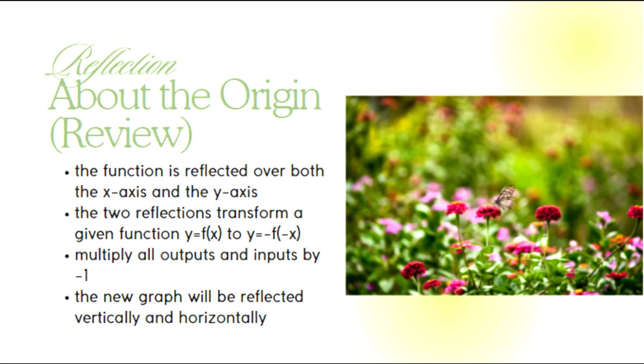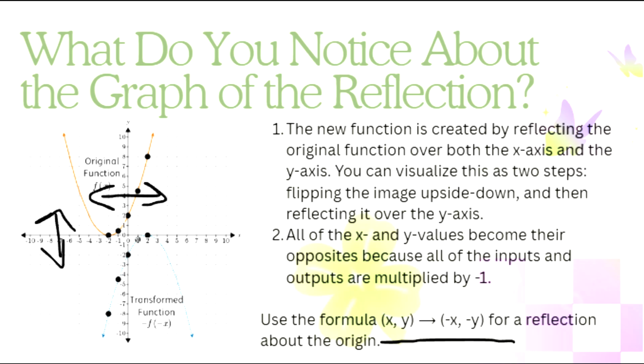Reflection about the origin review. This is all the same information over and over. The function is reflected over both the x-axis and the y-axis. The two reflections transform a given function y equals f of x into y equals negative f of negative x. Multiply all outputs and inputs by negative 1. The new graph will be reflected vertically and horizontally.